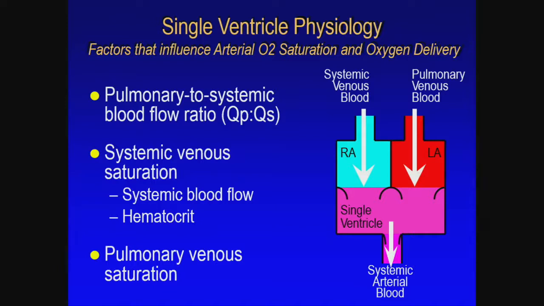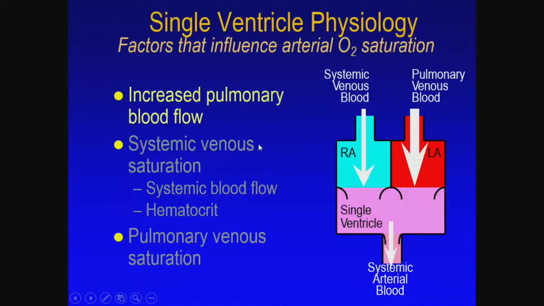Second, you increase or decrease the systemic venous saturation, which is determined by cardiac output and hematocrit of the patient. And lastly, pulmonary venous saturation, okay? And these are mentioned in the order in which you can change them. Okay, let's talk about it.